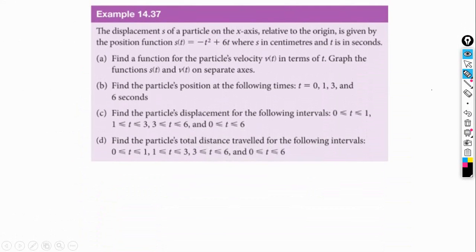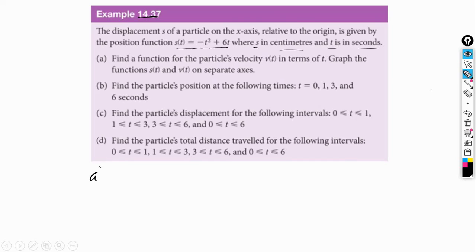Okay, so here we are in example 14.37, and it says the displacement s of a particle on the x-axis relative to the origin is given by the position function s of t is equal to minus t squared plus 6t, where s is in centimeters and t is in seconds. So A, find a function for the particle's velocity in terms of t. Graph the functions s of t and v of t on separate axes.